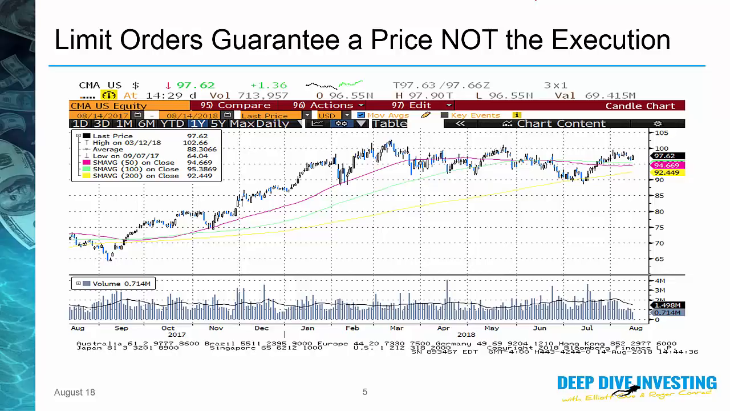With a market order, you're going to get executed. Your broker's going to take the best available price. With a limit order, they're only going to execute your order if they can get a price better than what you set as a limit order.